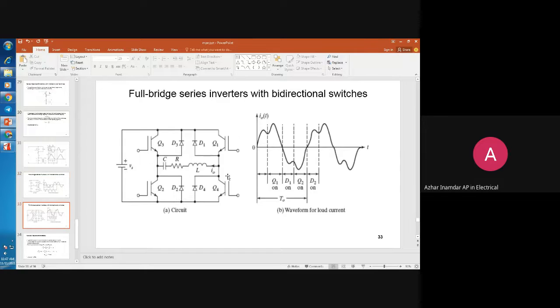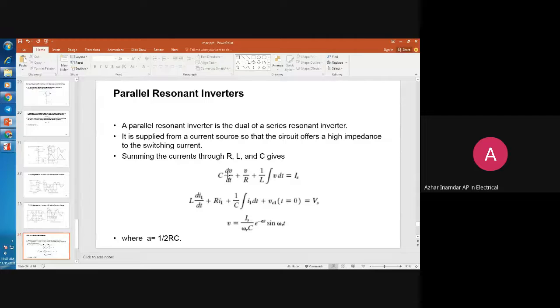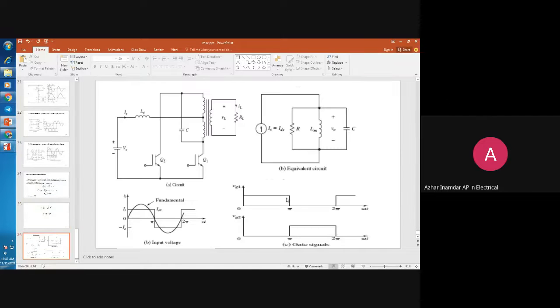Now the next and last point of this lecture is the parallel resonant inverter. We have seen the series resonant inverter with unidirectional and then bidirectional switches. Now we are going to have a look at parallel resonant inverters. I will show you the circuit diagram first. This is the circuit of a parallel resonant inverter, which is nothing but a dual of the series resonant inverter.